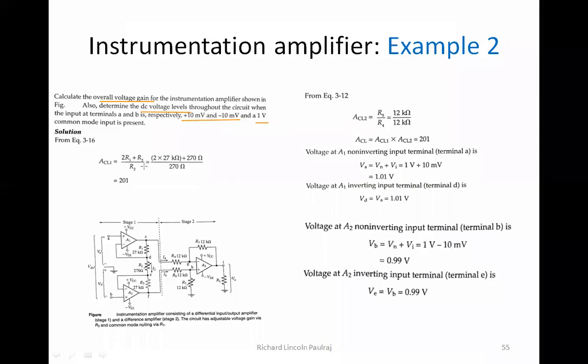Either you can first calculate the numerator part and then just divide by 270, or the reverse way also is fine, no problem.